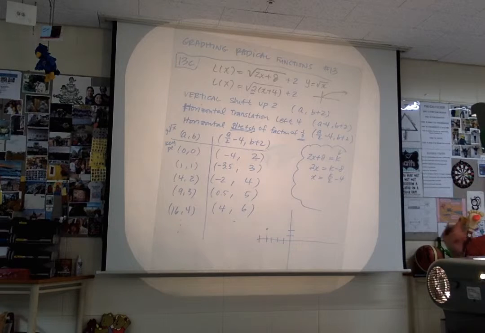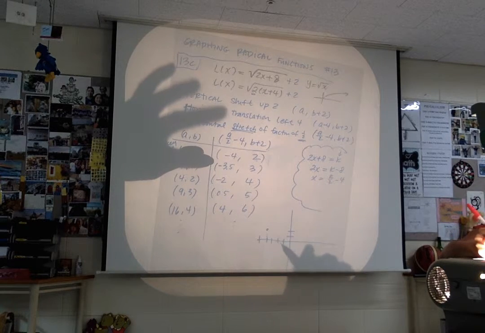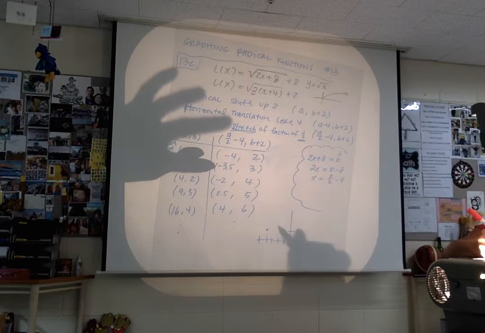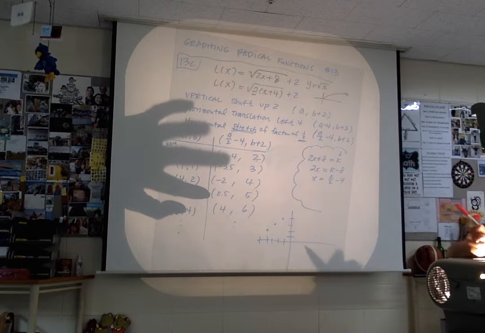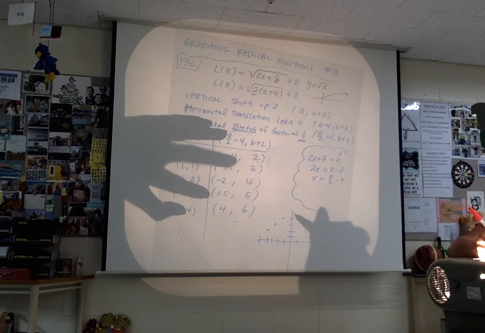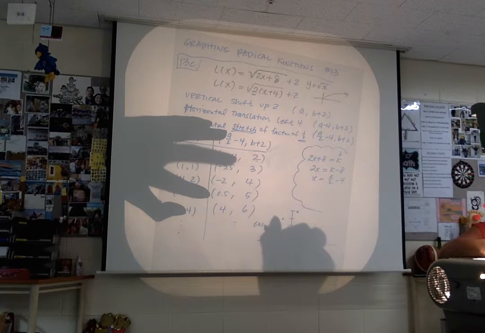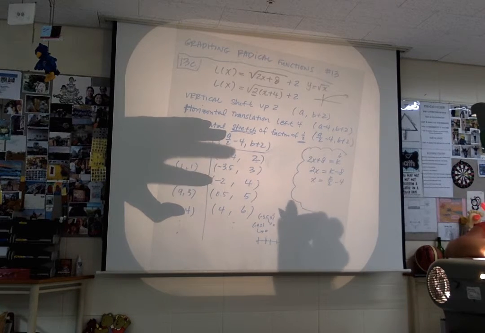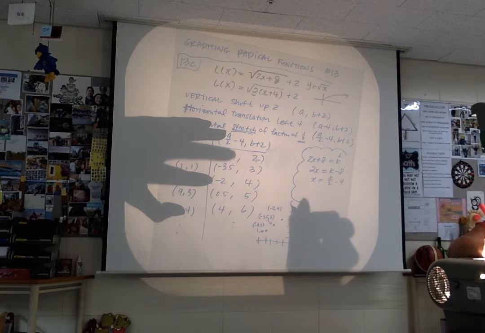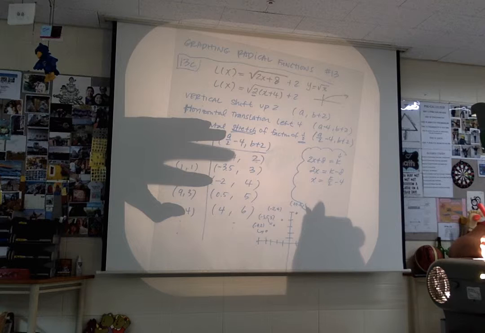This should give us a general idea of what this graph is going to look like. Negative 4, 2. Negative 3.5, and it's about 3. So it's going to go up, right? Negative 2 is going to be 4. Negative 0.5, 0.5, so 0.5 and 5. Okay. This point is negative 4, 2. This point is negative 3.5, 3. This point is negative 2, 4. This point is 0.5, 5. Next one is going to be 4 and 6.